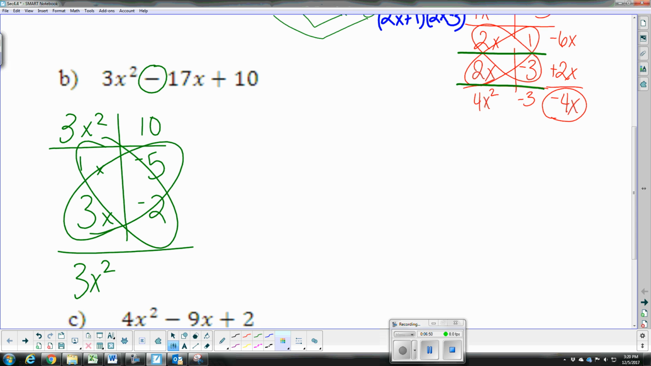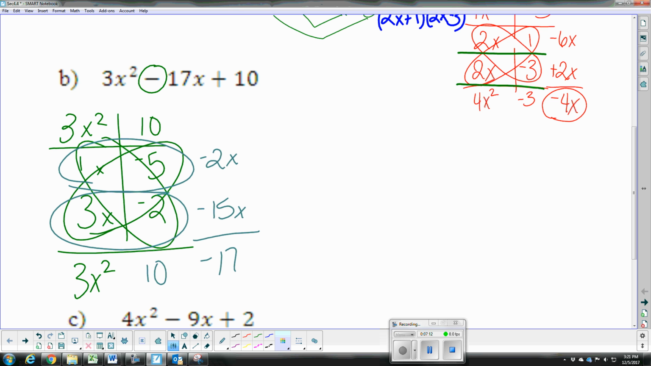And then negative 5 times negative 2 is 10. So far that's good. Now 1x times negative 2 is negative 2x. 3x times negative 5 is negative 15x. If I add those together, I get negative 17. So here's my first group, and here's my second group.